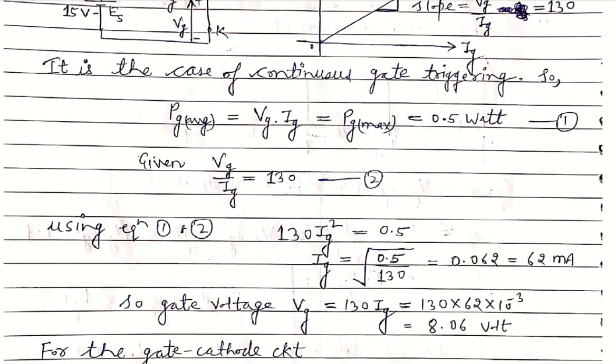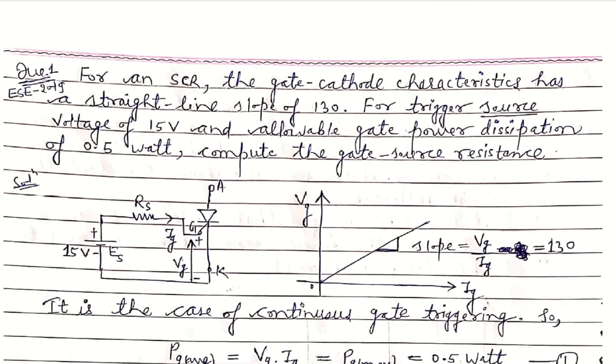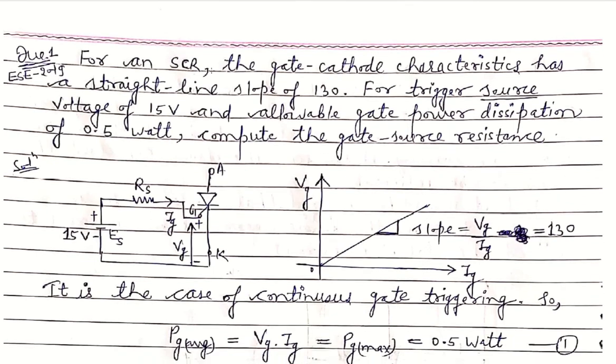So if we put Vg to be 130 Ig in the above expression and equate it to 0.5 watt, then Ig is obtained to be 62 milliampere. Now we calculate the gate voltage Vg by putting this Ig in expression number 2. Vg is 130 into 62 milliampere, which is obtained to be 8.06 volt. A similar problem was given in the Engineering Services exam 2019.